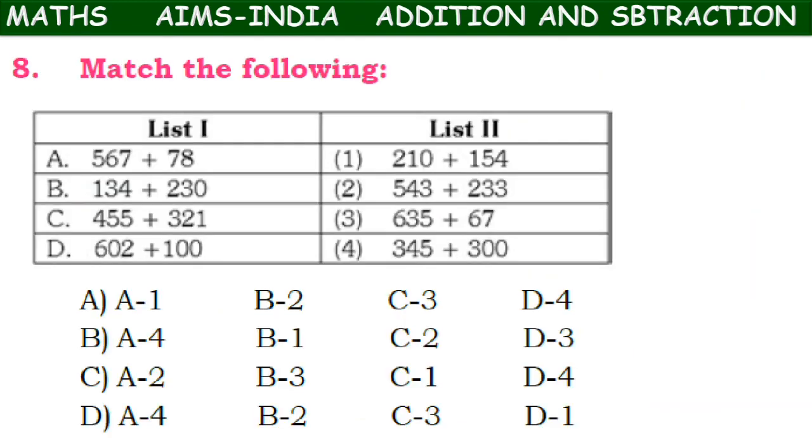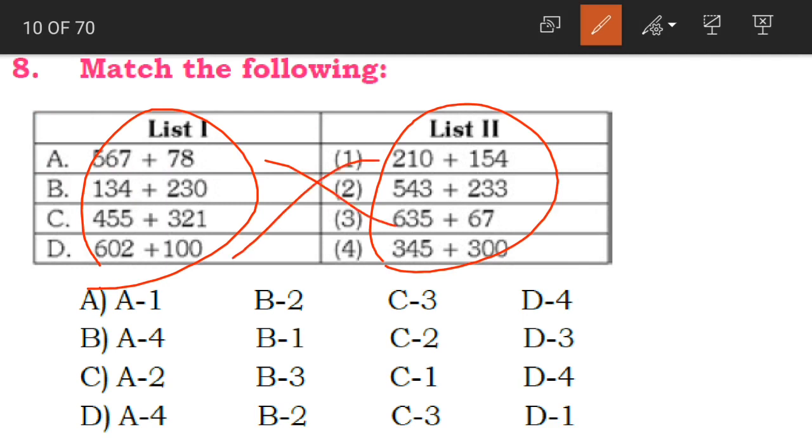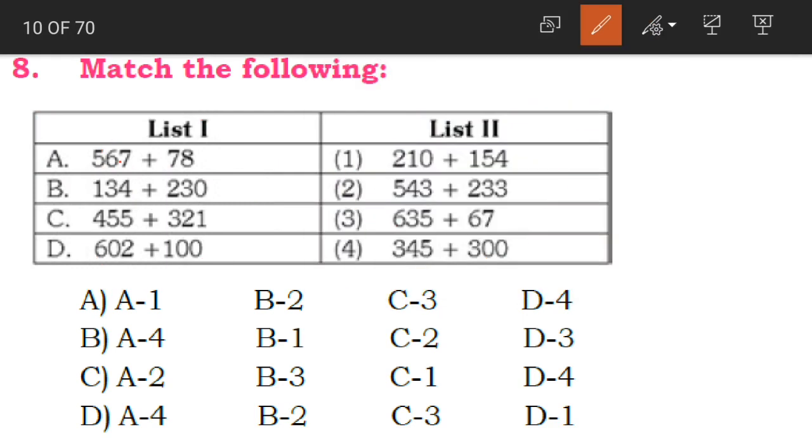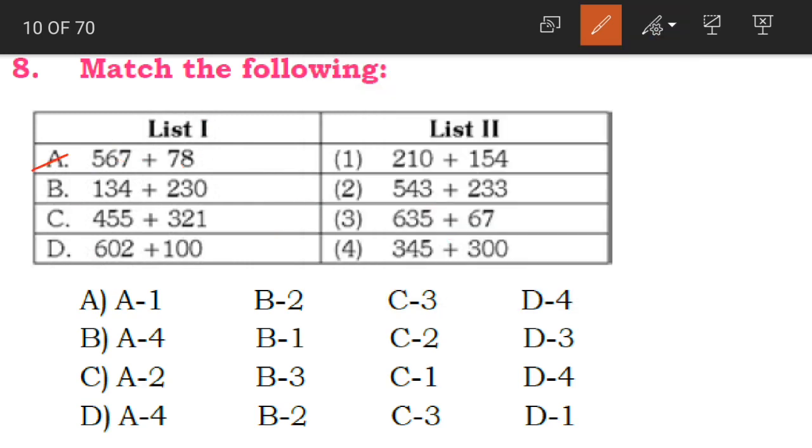Yes. Coming to question number 8. Match the following. See, in list 1 there are few additions given, and even in list 2 there are few additions given. Now you need to match the following. That means the sums should be the same. See, if I match 1 and 3 together, the sum of this and the sum of this should be the same, children. Okay. Now let us solve A first.